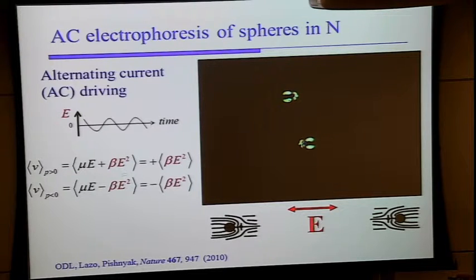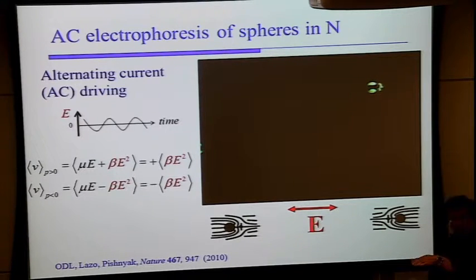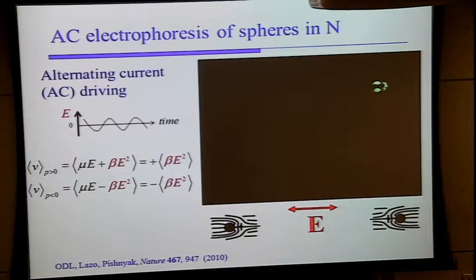Because if you take this dependency and now instead of the DC field, you use an AC field, the linear term disappears. The particle just would go back and forth, but there would be no displacement in the long run. But the quadratic term would give you a propulsion in the same direction, no matter what is the polarity of the field, up or down. And this is precisely what you see here.